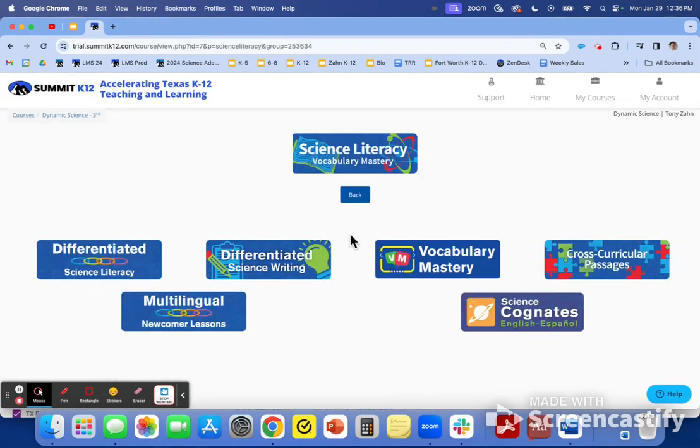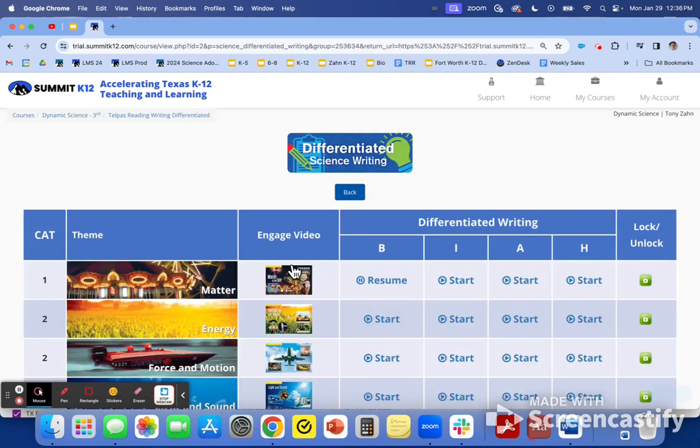The first piece I want to show you is differentiated science writing. So you'll notice that we have themes down the left side, and we include that audio because we know that our newcomers need that audio support. Let's look at matter, and let's look at the difference between a prompt at the beginning level and a prompt at the advanced high level.